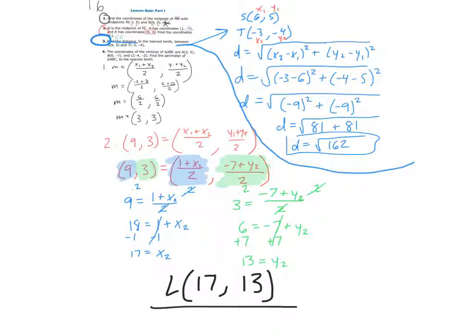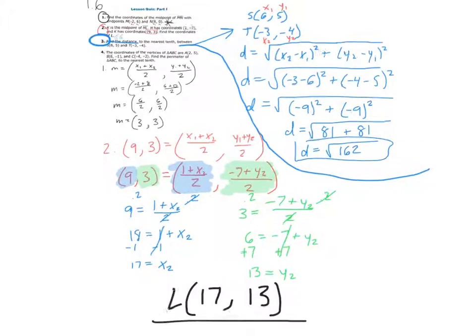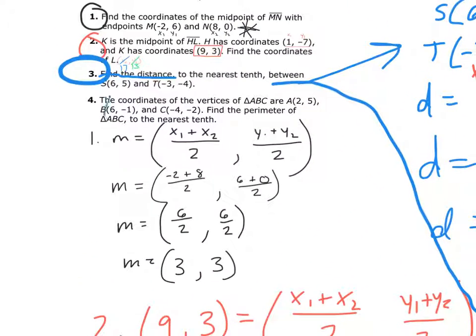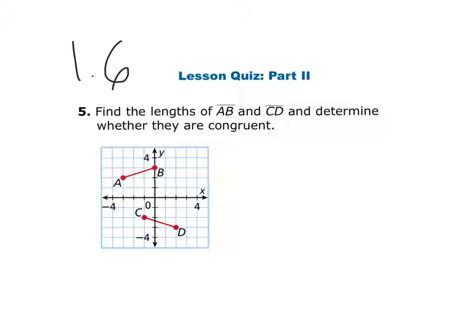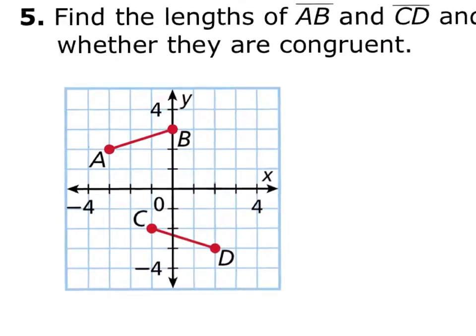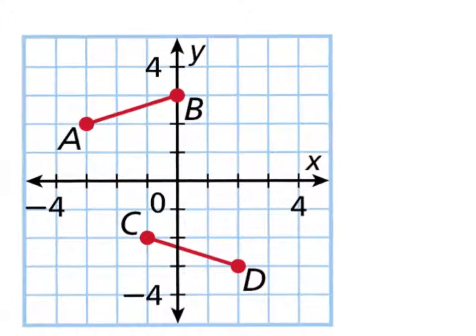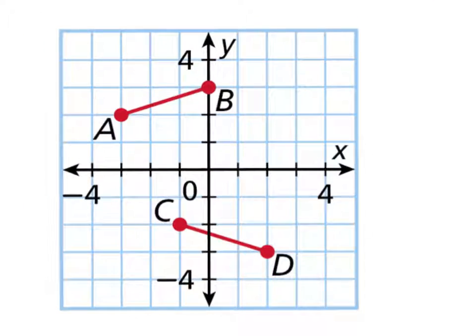So that is number 1, 2, and 3. We do not need to worry about number 4 for the quiz we're going to take on Tuesday. So find the lengths of AB and CD and determine whether they are congruent. To find the lengths of AB and CD, we can either use the Pythagorean theorem or we can use the distance formula. So for AB, let's use the Pythagorean theorem, and for CD, we can use the distance formula.